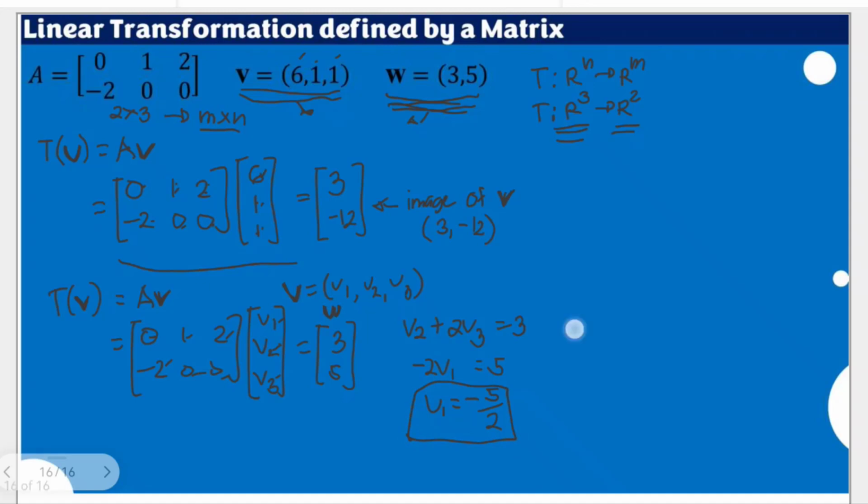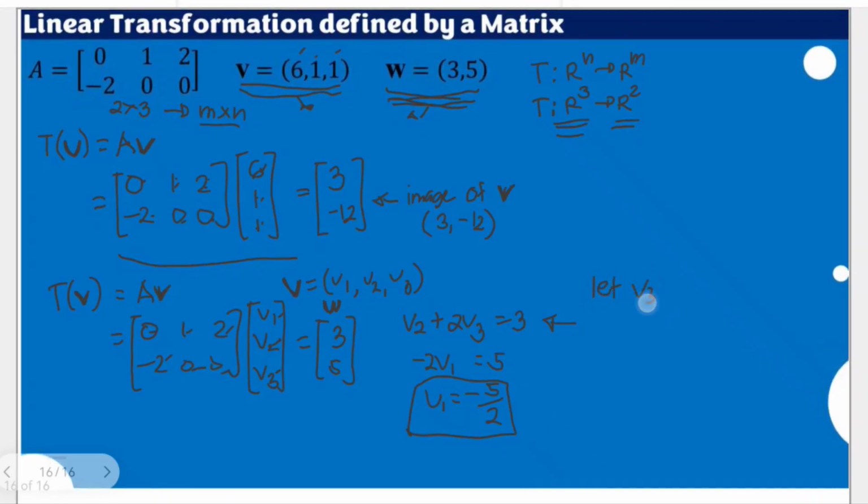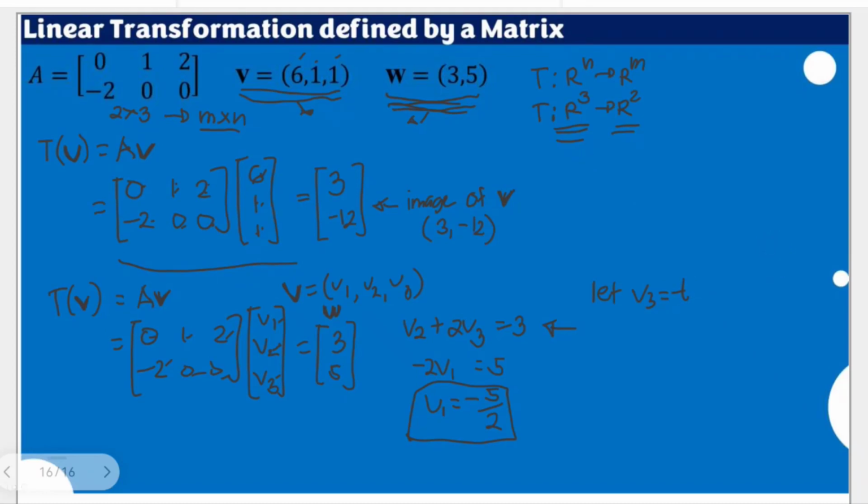However, when we look at this equation here, we see that there are two variables, v sub 2 and v sub 3. What we can do here is let our v sub 3 equal an arbitrary constant t. This would mean our v sub 2 plus 2 v sub 3, which is equal to 3, will become v sub 2 plus 2t is equal to 3. Our v sub 2 now is equal to 3 minus 2t.